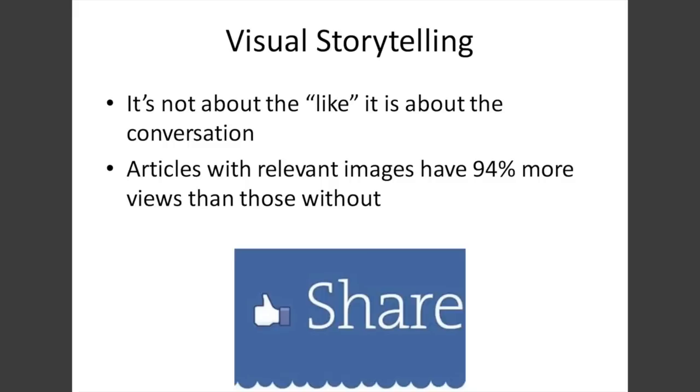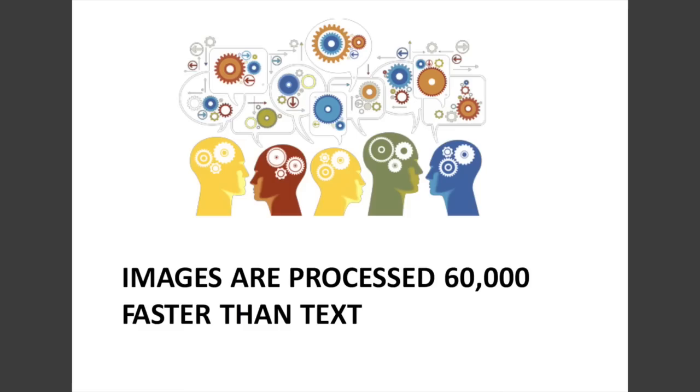So what that shows you is images are processed 60,000 times faster than text. We learn to understand images long before we learn to understand text as children. So we are a very visual society, and it's important that the images we choose online really convey the message we're trying to create.